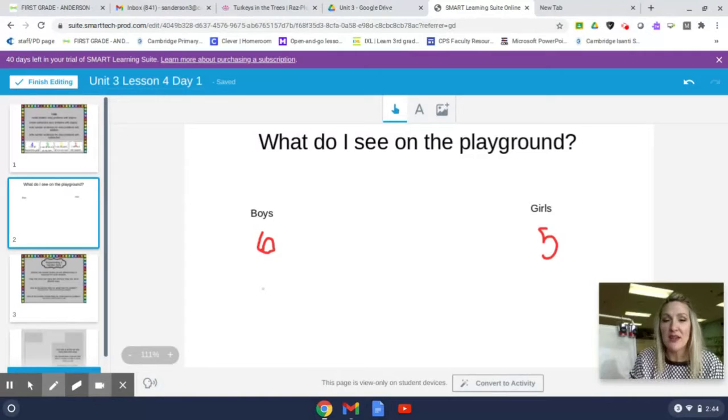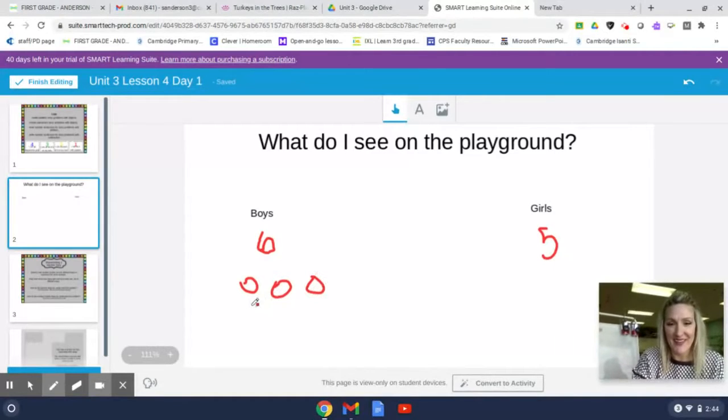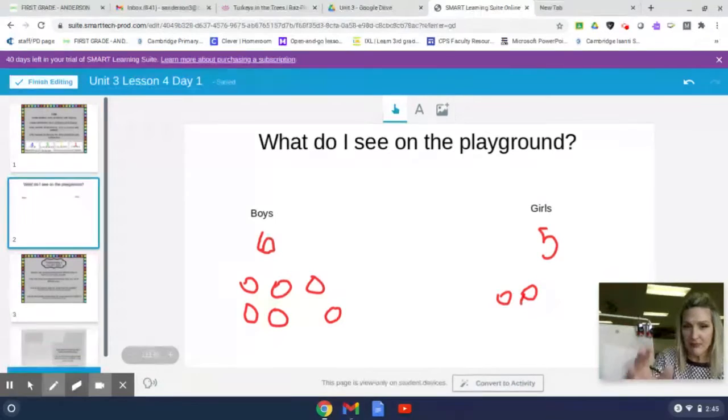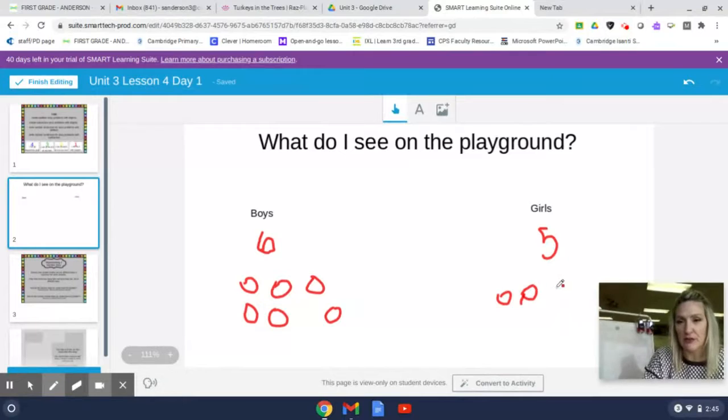This is about math. So I could draw 6 boys. Here's 1, 2, 3, 4, 5, 6. And how many girls did I see? There were 5. 1, 2. Now maybe I draw these differently. If I was at home and I had lots of time, I would probably make them look like boys or girls, or put faces on them. But for right now, I'm just drawing circles to represent the boys and the girls.